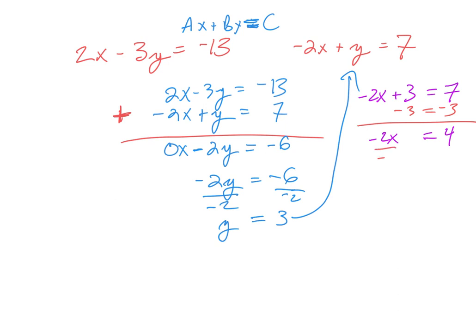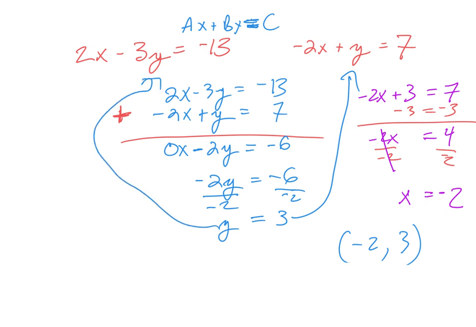I'm going to divide by negative 2, because negative 2 divided by negative 2 is 1. I'll be left with 1x equals 4 divided by 2 is 2, but a positive divided by negative, it's a negative 2. So my solution should be negative 2, comma 3.